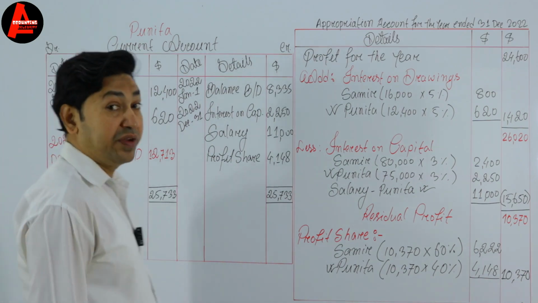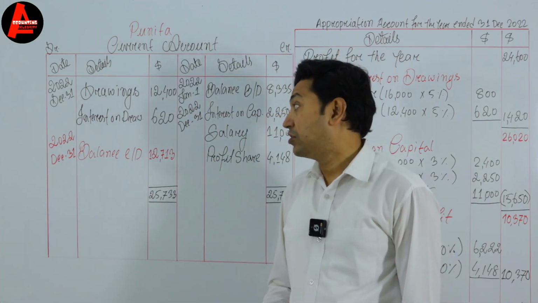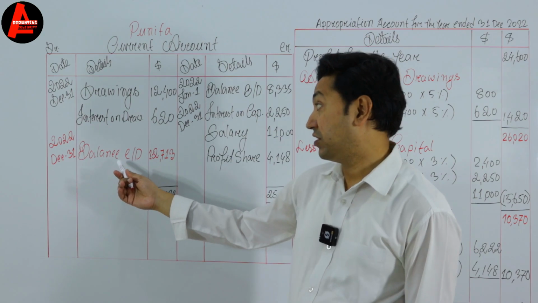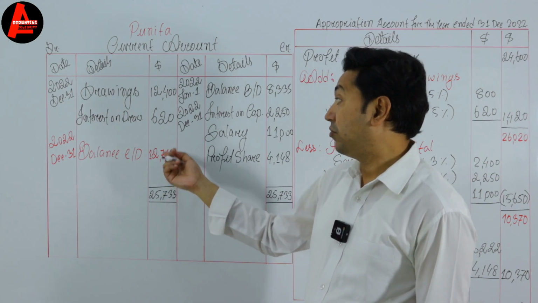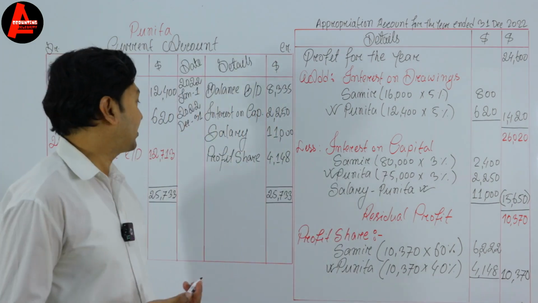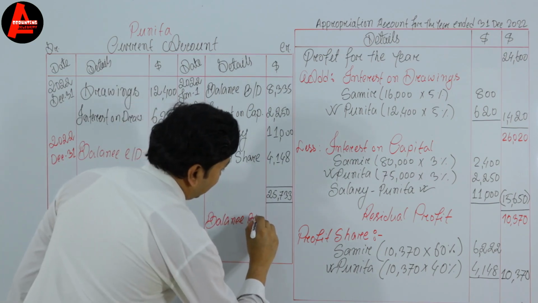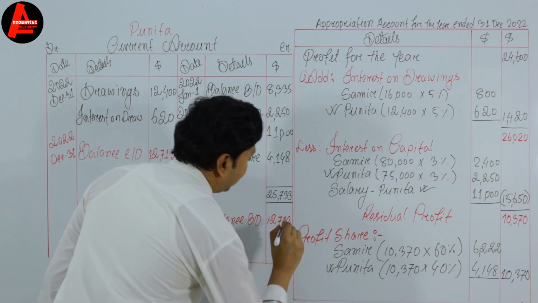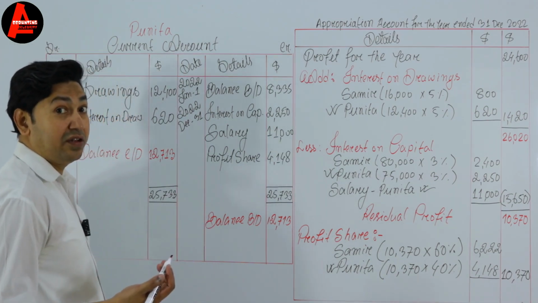Now we need to bring down the balance. This is not the end. We need to bring down. So how to bring down? We carried down the balance on the debit side, so we will bring down on the opposite side, meaning on the credit side. Balance c/d is always above the total, but balance b/d will be below the total. Sometimes you make a mistake in your exam. So here we write balance b/d, the same amount, $12,713.